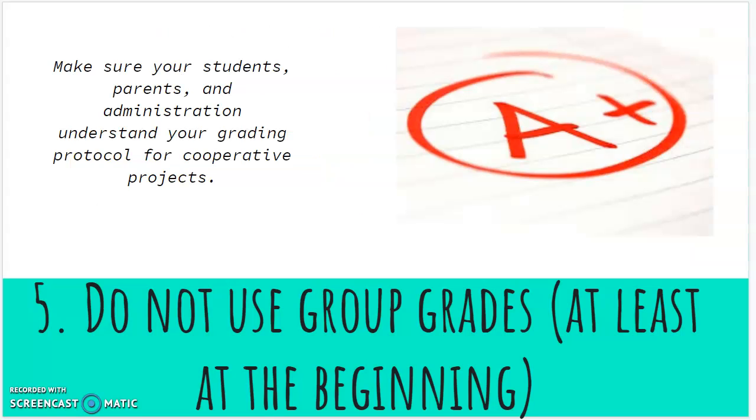Mistake number 5. Do not use group grades, at least at the beginning. Make sure that your parents and administration understand your grading protocol for cooperative products. They need to be aware of how you are grading. And it is important that you grade with a mixture. So, for example, you could use at the beginning 10% is the cooperative nature and 50% is the tests and 20% is the group, and you have group assignments.